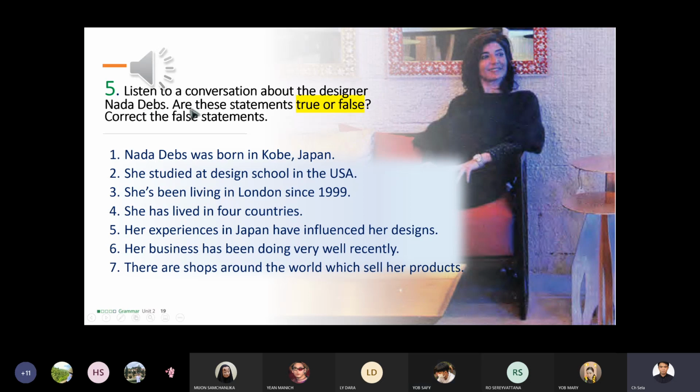So you will listen to the tape and check whether number 1 until number 7 are true or false. If they are false, correct them. Now let's listen.